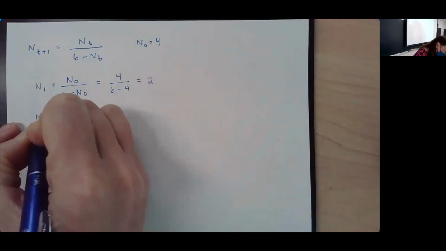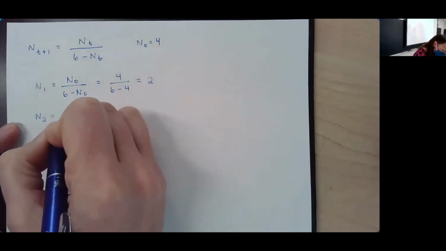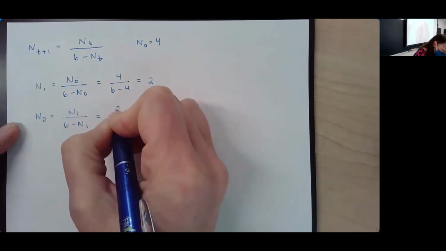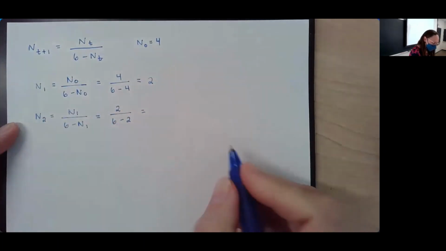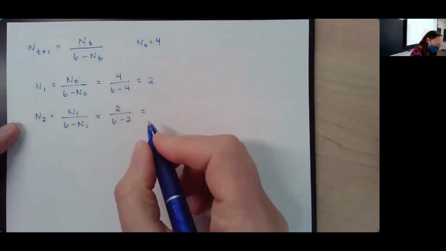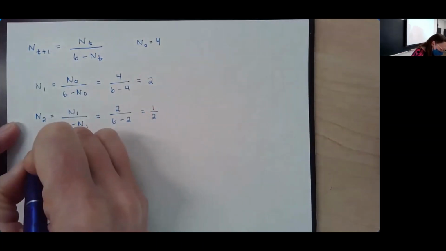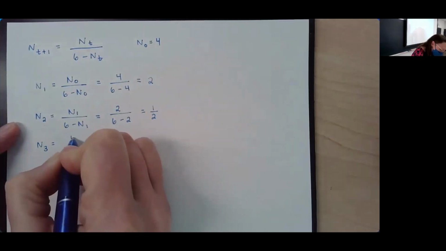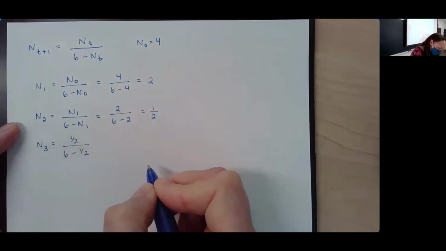So to find my next value, I'm using that 2. This would look like n sub 1 over 6 minus n sub 1, or 2 over 6 minus 2. Now I'm at 2 over 1/2, 2 over 4, or 1/2. So n sub 3 would then look like 1/2 over 6 minus 1/2.